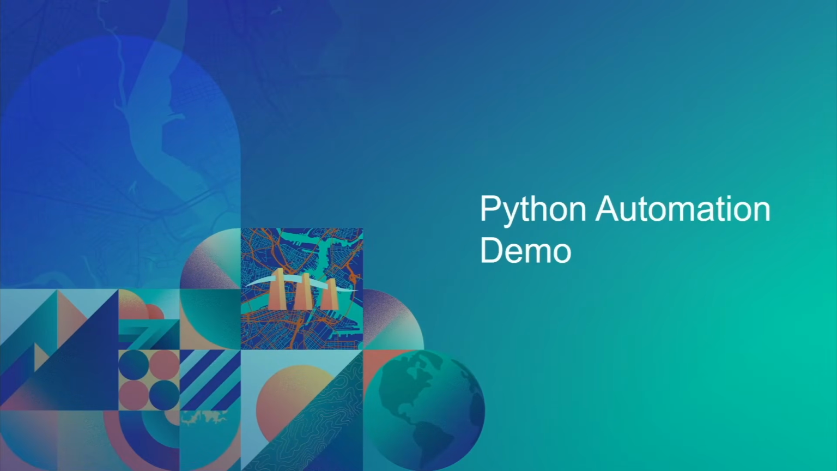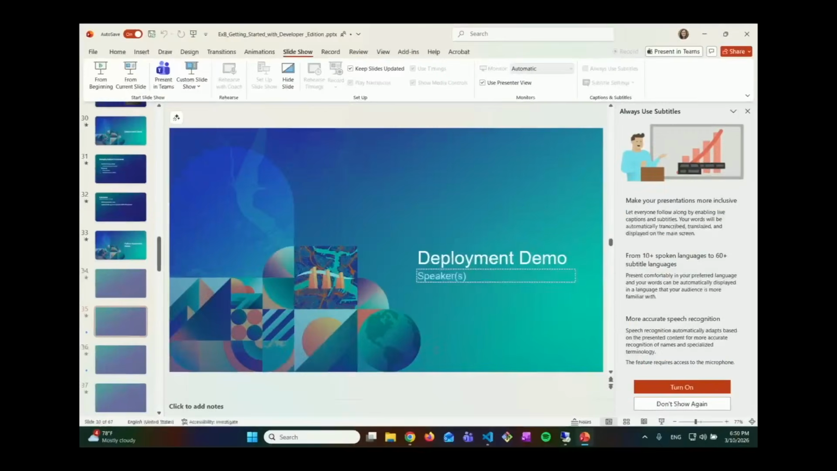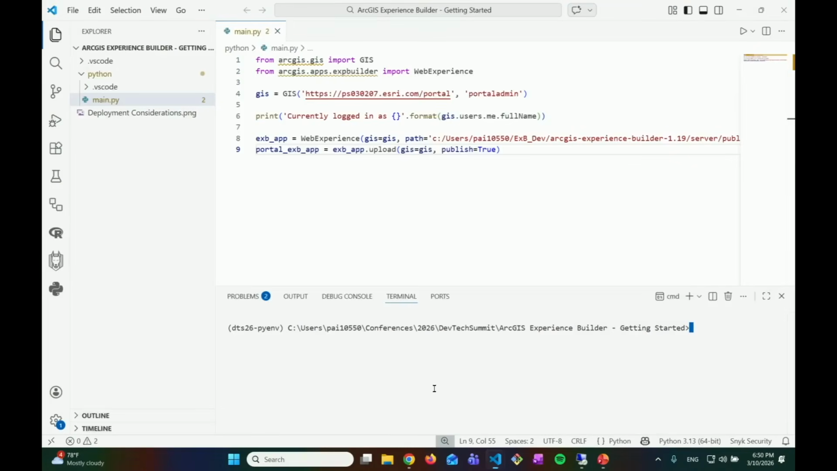So with a very simple Python script, hardly 10 lines, I'm importing GIS from arcgis.gis, which is going to be used for authenticating with my portal. I'm importing WebExperience from arcgis.apps.expbuilder. And then I'm going to authenticate with portal, and I'm giving it my portal URL, my username.